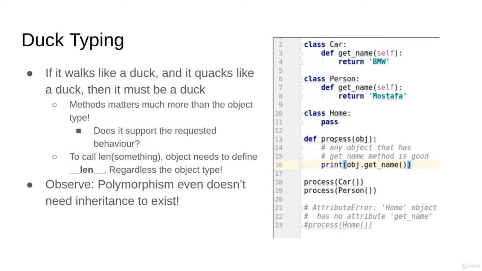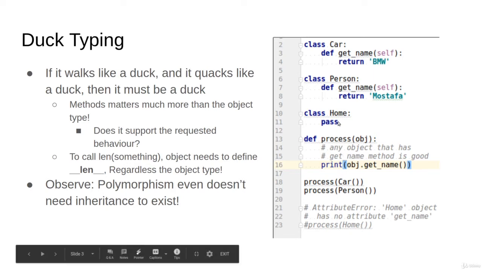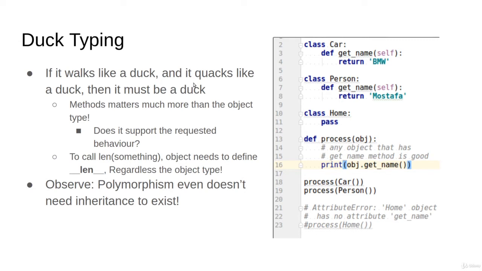If you pass this function a car, it is going to get its name. If you pass a person, it is going to get its name. But do not pass home because it doesn't have the getName function. So by Python and duck typing, we mean all we care about is, does it have the method or not? Does it make the sound of the duck or not? If it makes the sound of the duck, then it's just a duck. That's simple. This is the philosophy in Python.